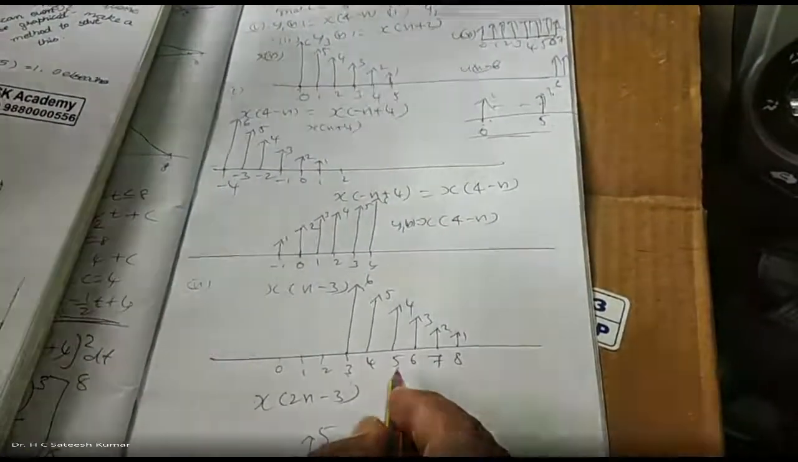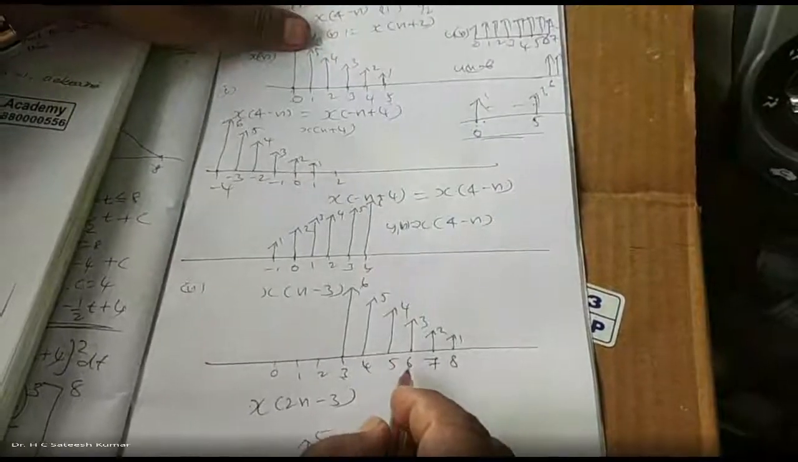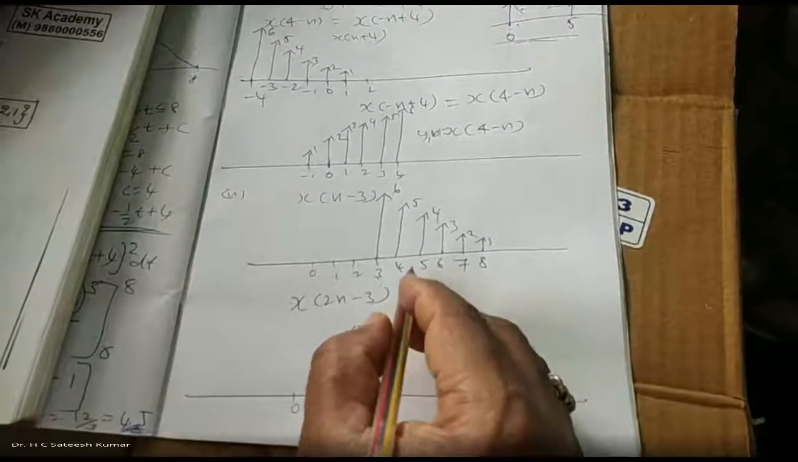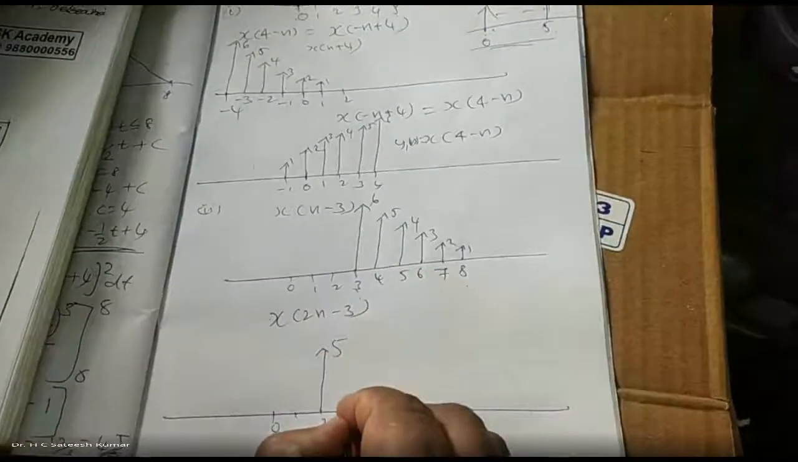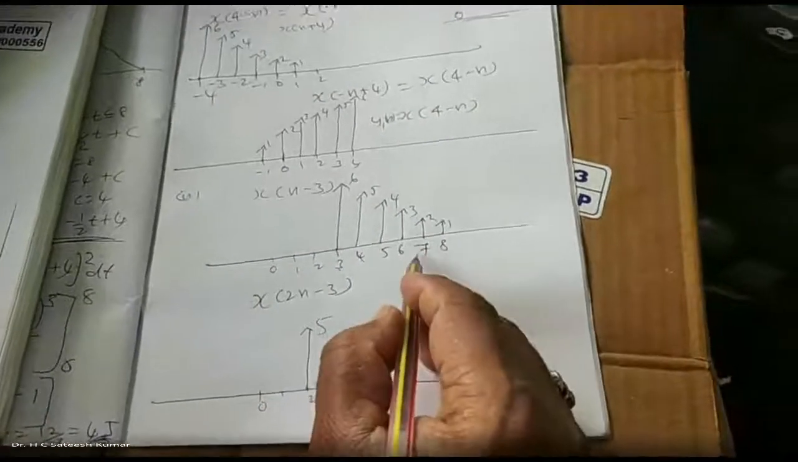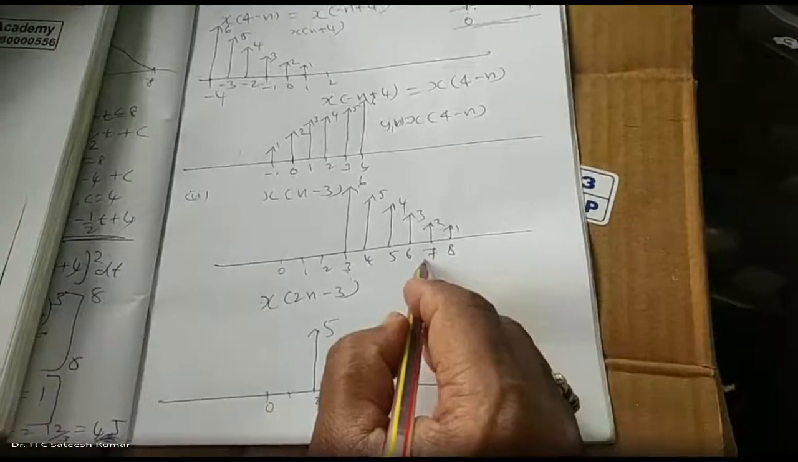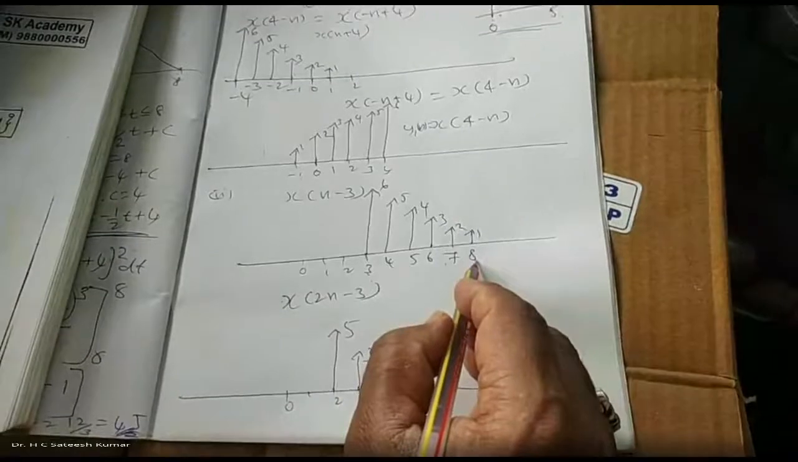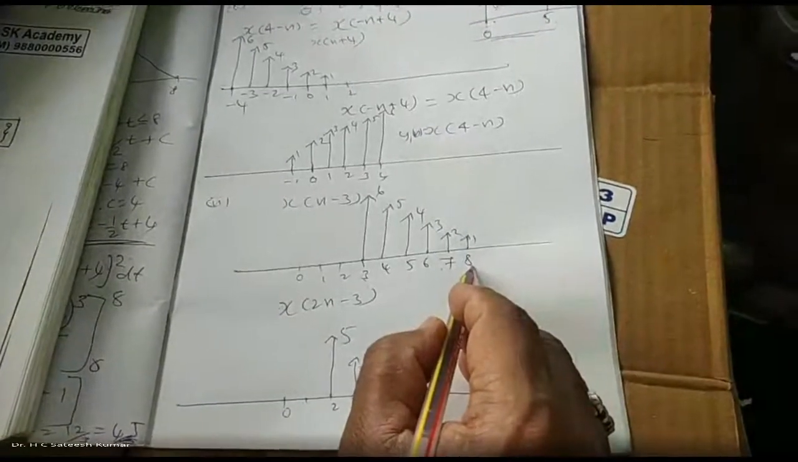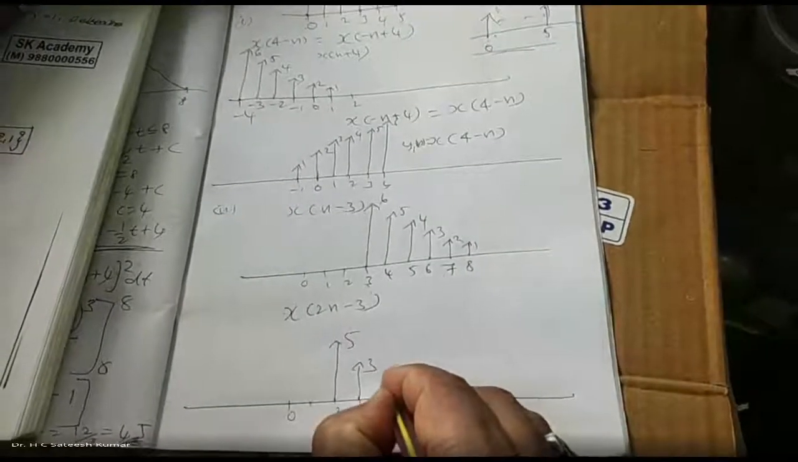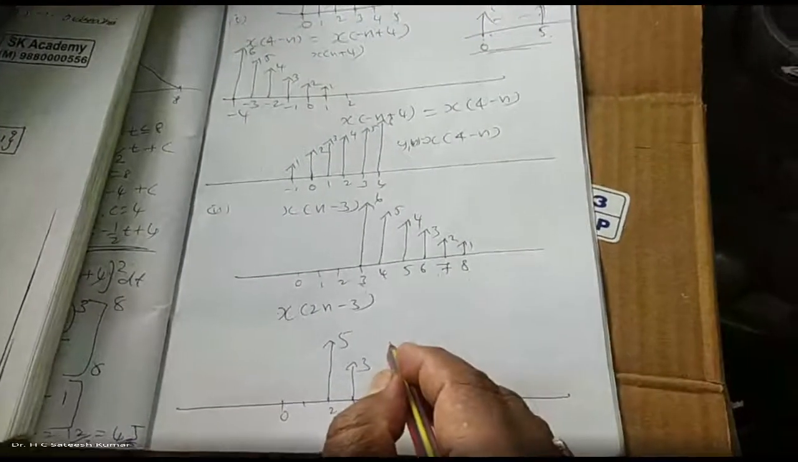2n is equal to 5. Therefore, n is equal to 5 by 2. Disappear. Fraction. 2n is equal to 6. N is equal to 6 by 2 is 3. So, therefore, this element will be at 3. At 3, its value, whatever the element value, that value is 3. It will be like 2n is equal to 7. Therefore, n is equal to 7 by 2. Fraction, it will disappear. 2n is equal to 8. Therefore, n is equal to 8 by 2 is 4. So this element will be at 4. At 4, its value is 1. This is your x of 2n minus 3.